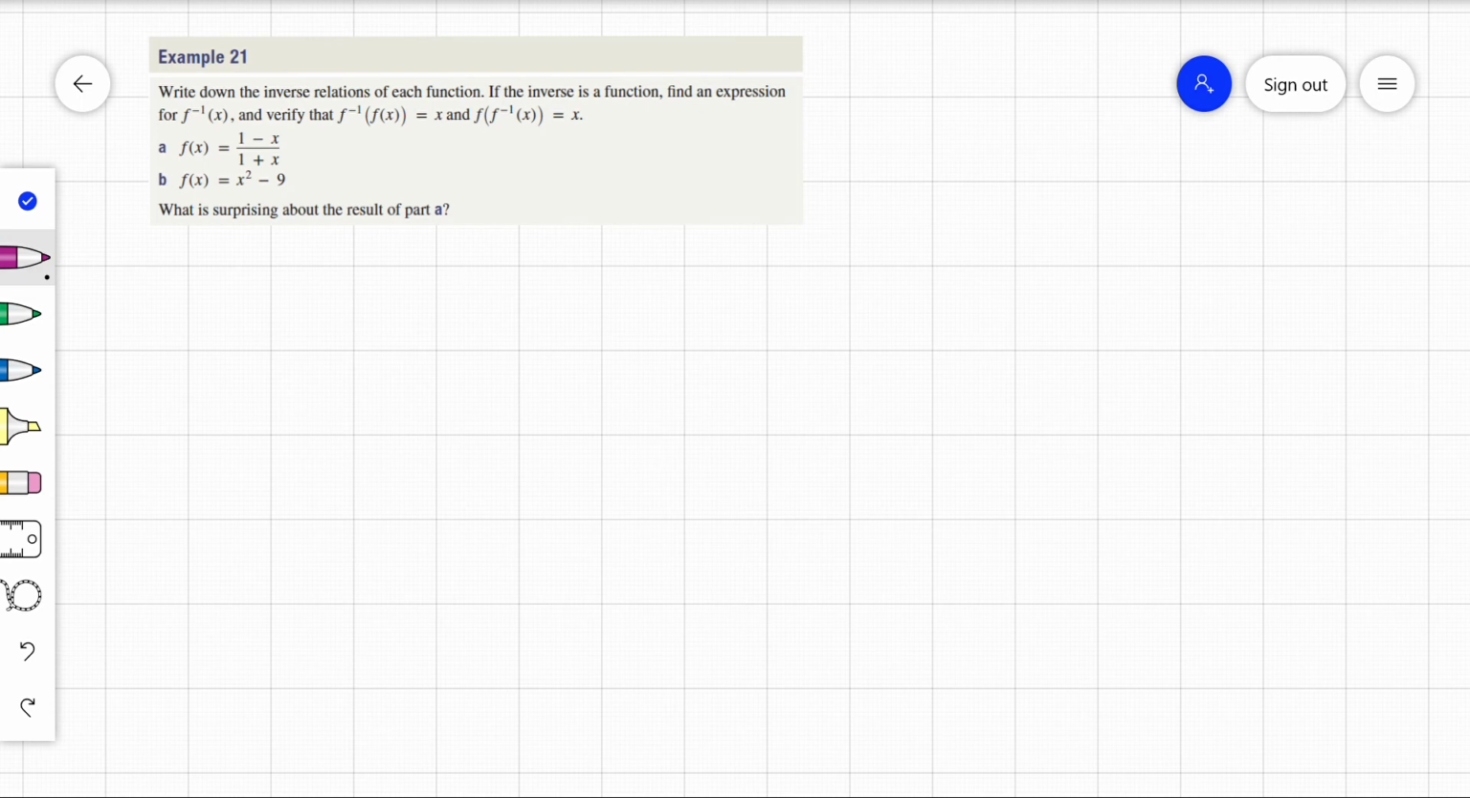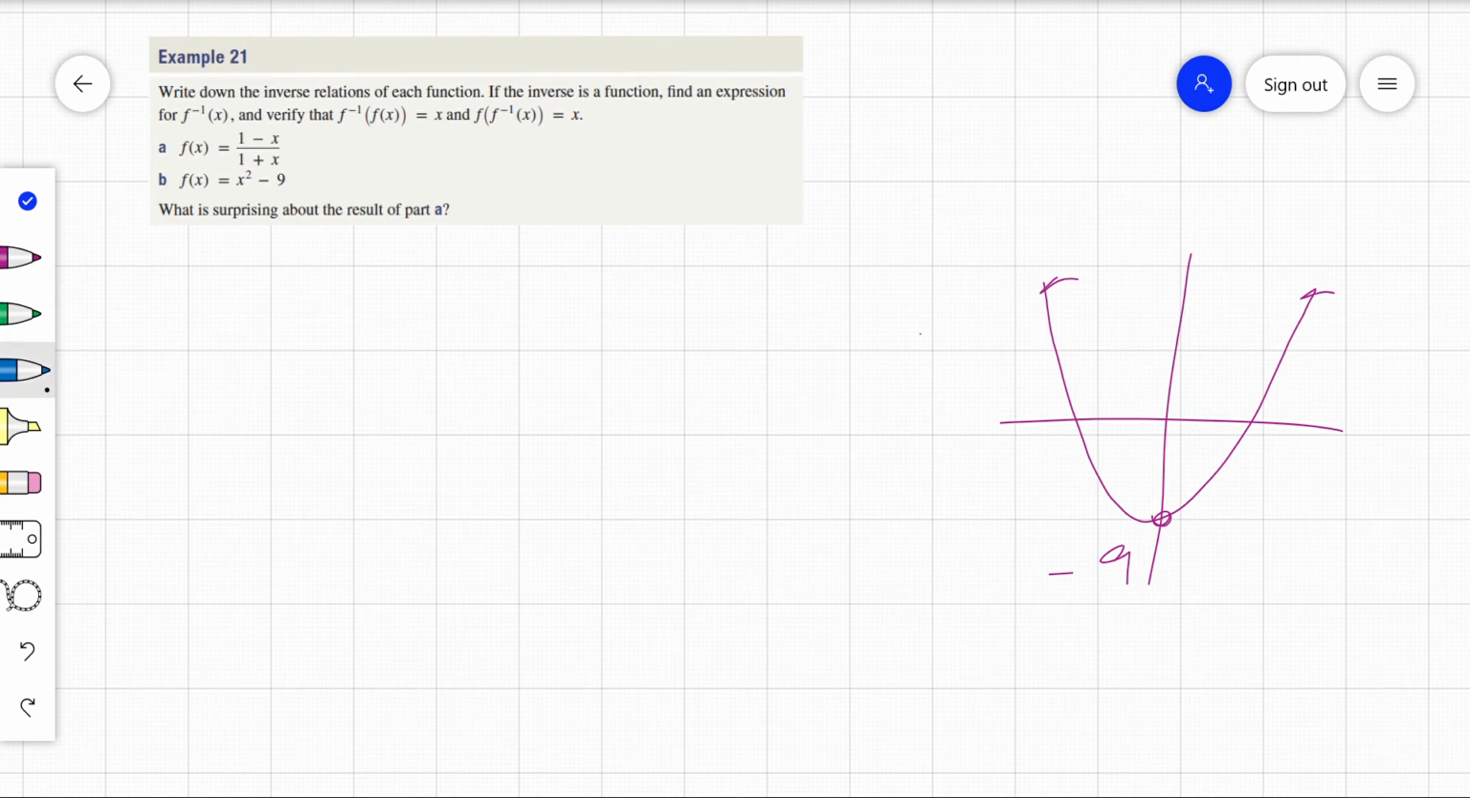All right, let's have a look at these functions. First of all, if I look at b first, you know what y equals x squared minus 9 looks like. Sorry, bad drawing. So it's just a parabola that's gone down 9 places. So we already know that if we do the horizontal line test, this inverse is not a function. We would have to restrict it to x is greater than or equal to 0 or x is less than or equal to 0 in order to get an inverse function.